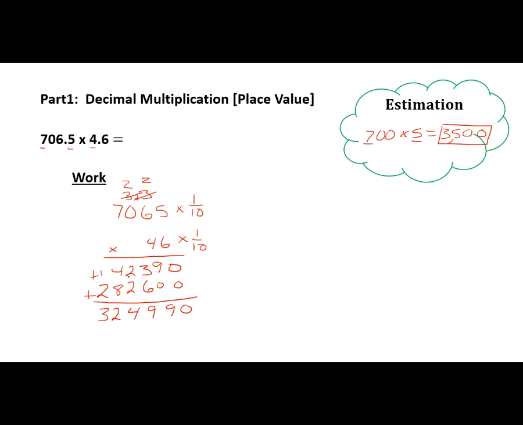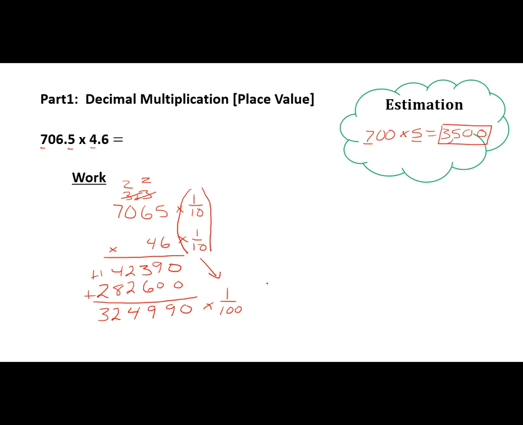Now, if you look right here, this cannot be our answer. The reason why is we created an estimate. Our answer is going to be approximately 3,500. We have 324,990. We need to look right here, and we said that we converted all of our wholes into tenths. We now need to place it back into wholes. Therefore, 1/10 times 1/10 equals 1/100th.